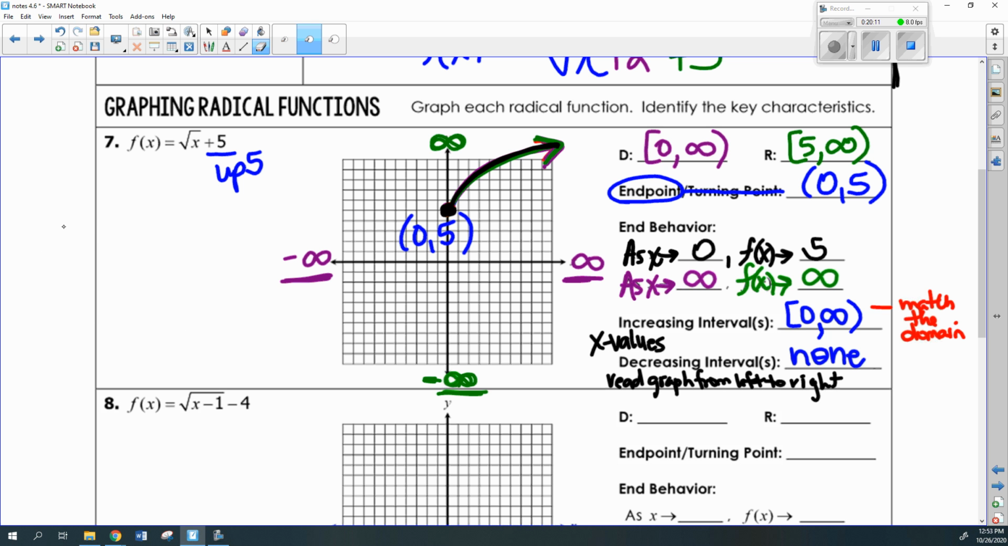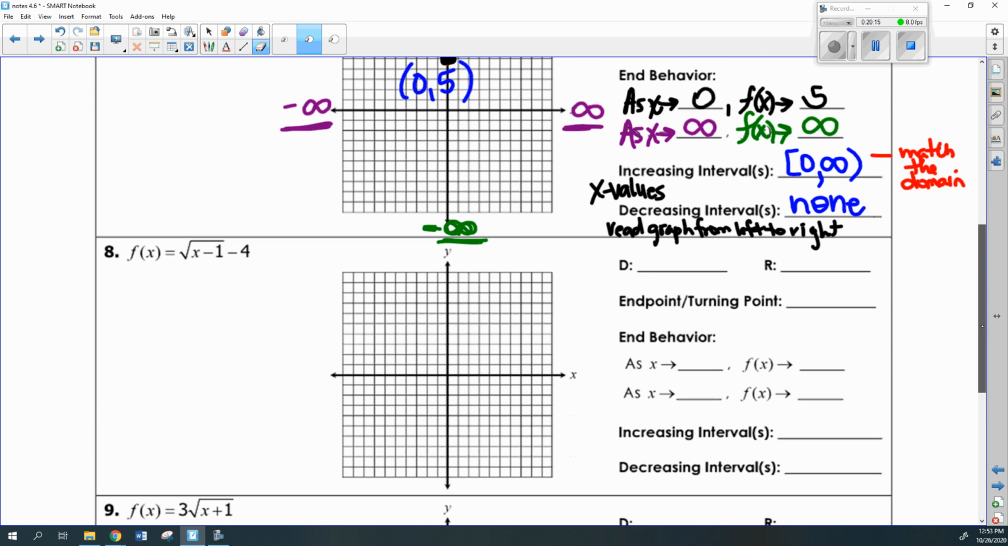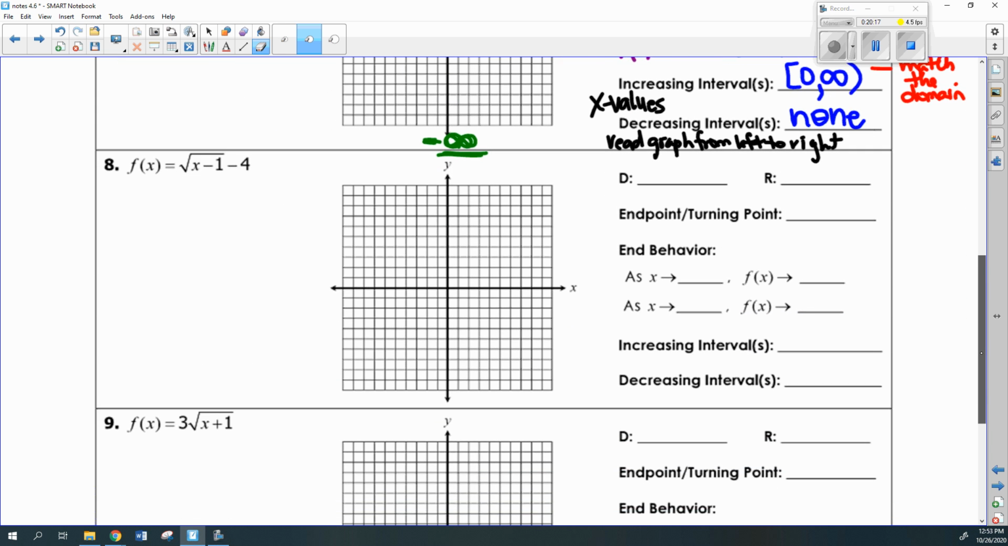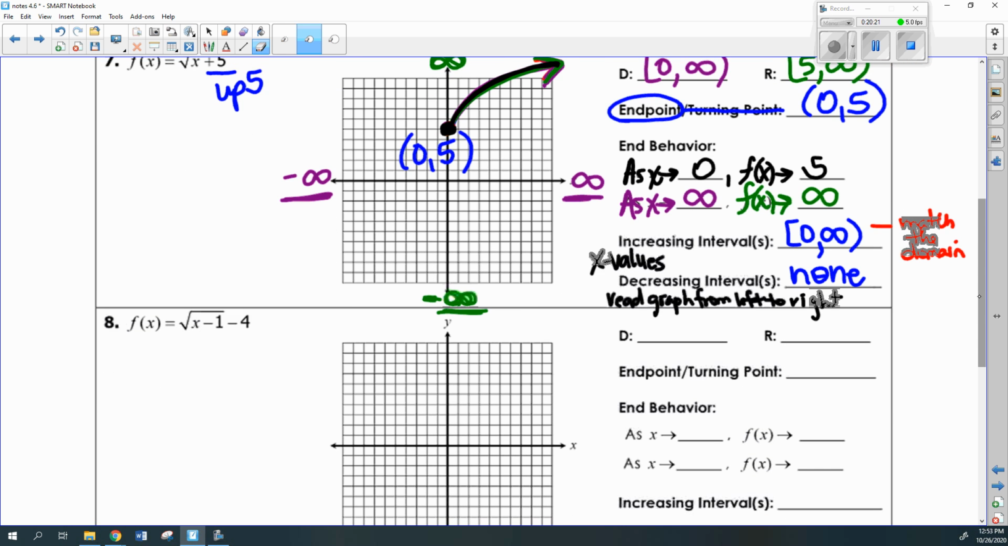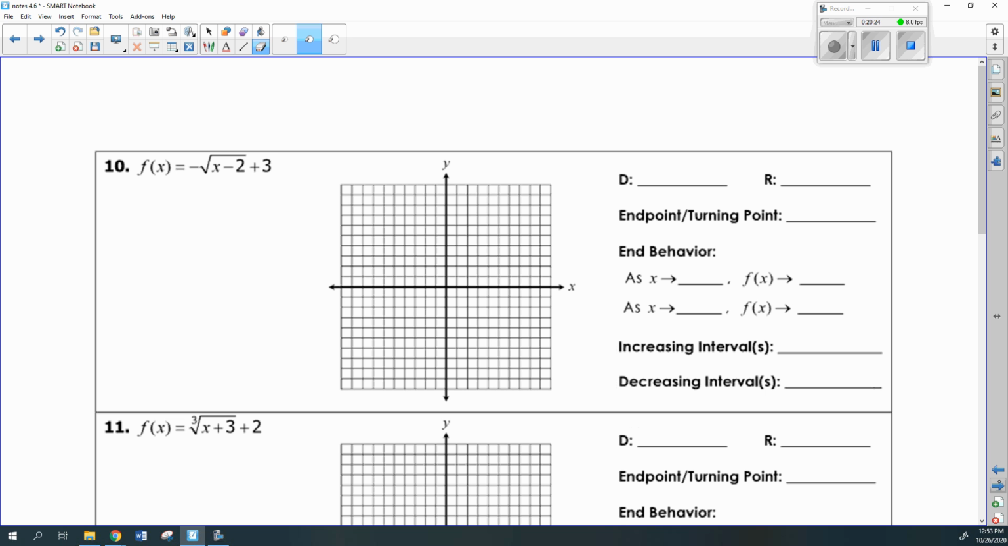All right, now I did not do all these problems in class, nor am I going to do them in the video, because if they're positive square roots, they all look very similar. So I'm going to do a negative square root so that you can see what it looks like when the graph gets reflected. Again, you can use Desmos if you want, but I'm going to use my transformations to help me.